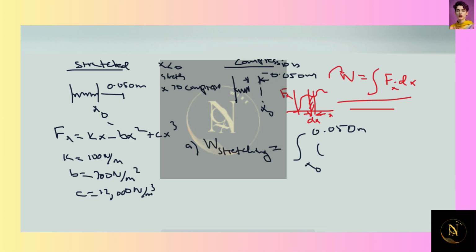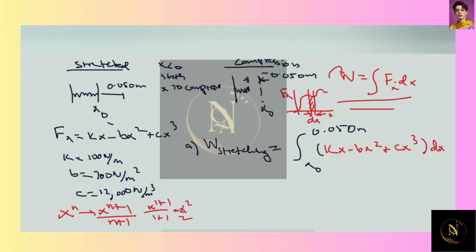So kx minus bx squared plus cx cubed with respect to dx, that's the integral we're looking for. When we do the integral, remember a simple integral: if you have x to the n, then the integral of that is x to the n plus 1 over n plus 1. And so if you have x raised to 1, then the integral will be x squared over 2.